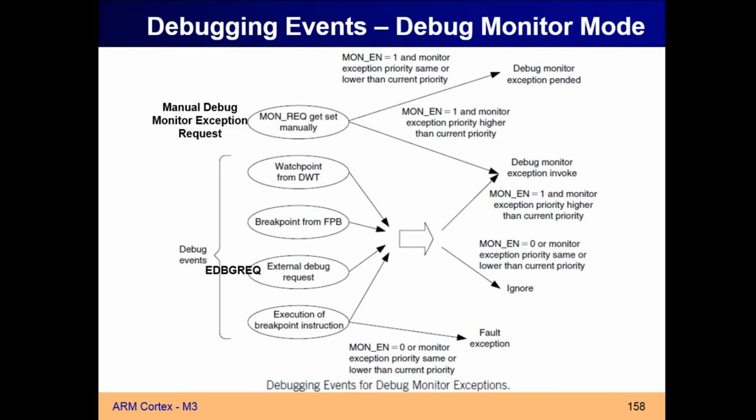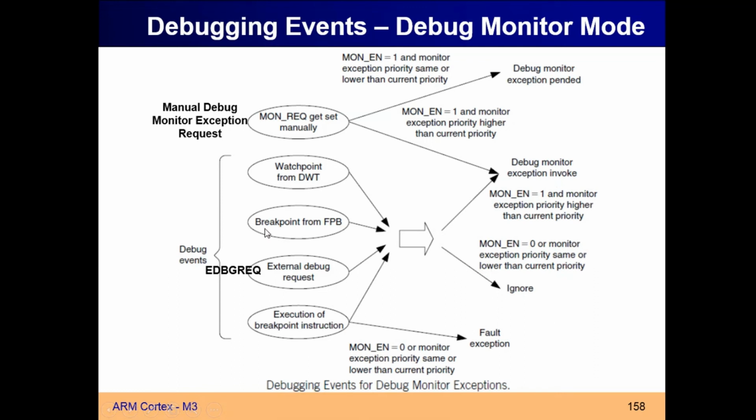If it is executing anything else which is having higher priority than the debug monitor exception, then the debug monitor exception will be taken to the pended state. And once the first process is completed, this will resume. Then similar to the halt mode, if a watchpoint event is generated from DWT and the monitor enable bit is 1, and if the priority is higher, then the debug monitor will be executed. Otherwise, it will be ignored.